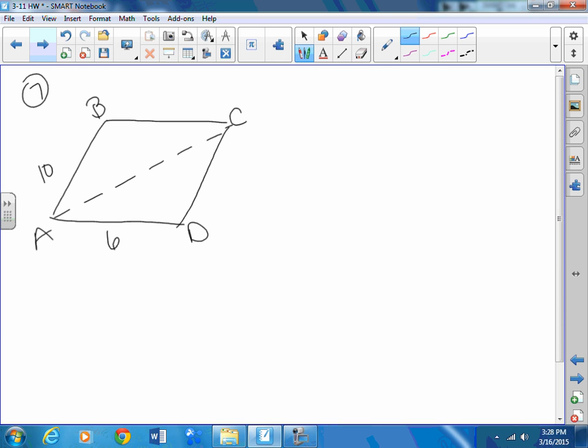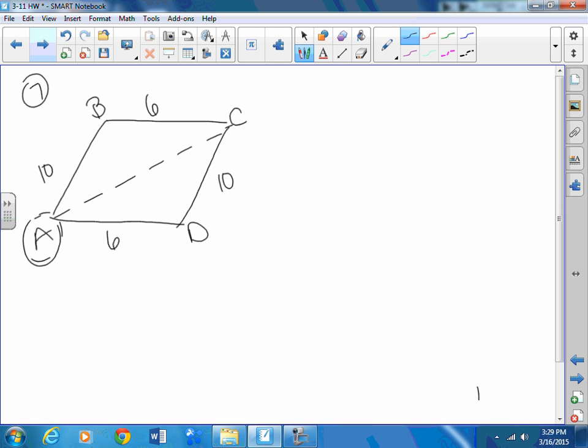And remember, in a parallelogram, opposite sides are congruent. So if AD is 6, then BC also has to be 6. And if AB is 10, then CD also has to be 10. Do I know if I need that right now? I don't know. But if I know it, put it in the picture. It helps. And then it also says that the measure of an angle in this parallelogram is 120.